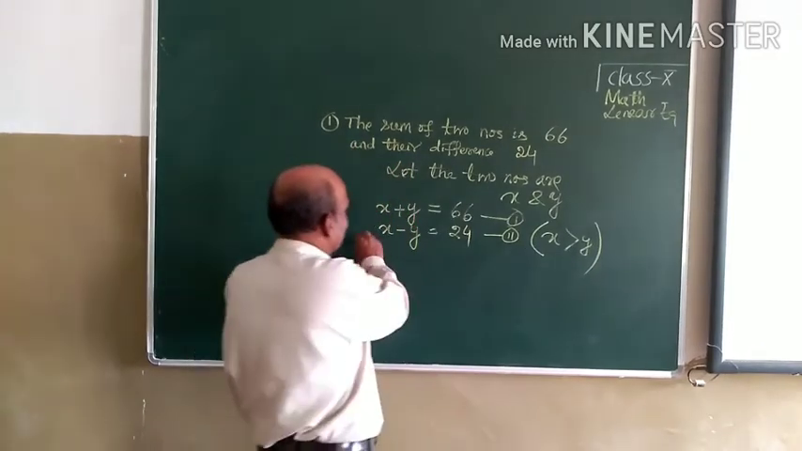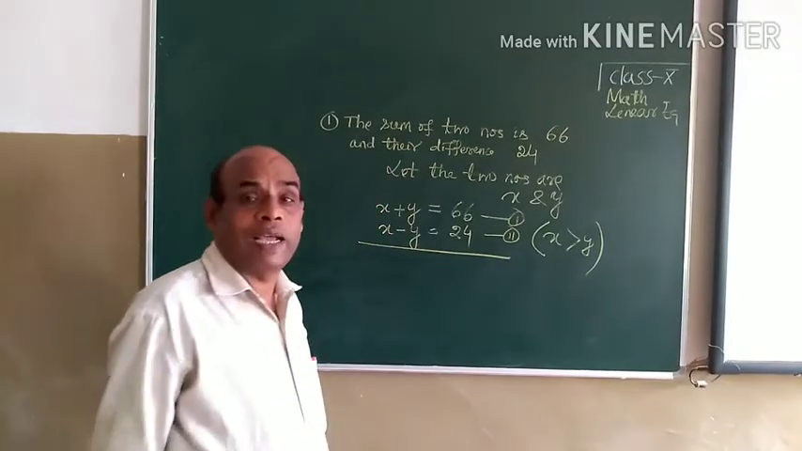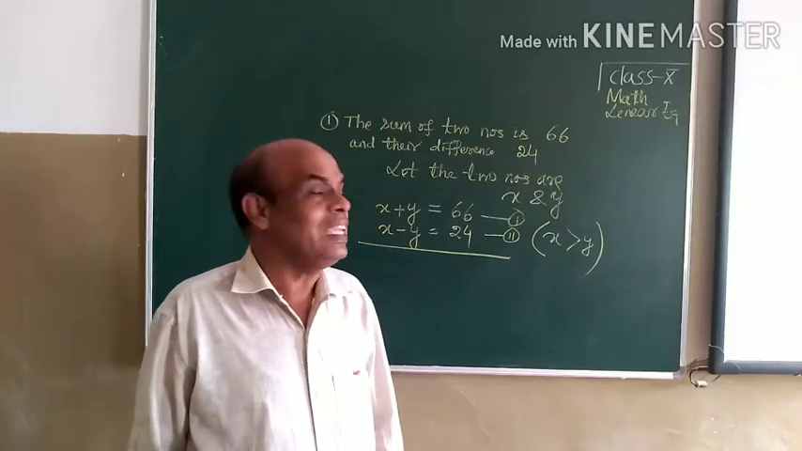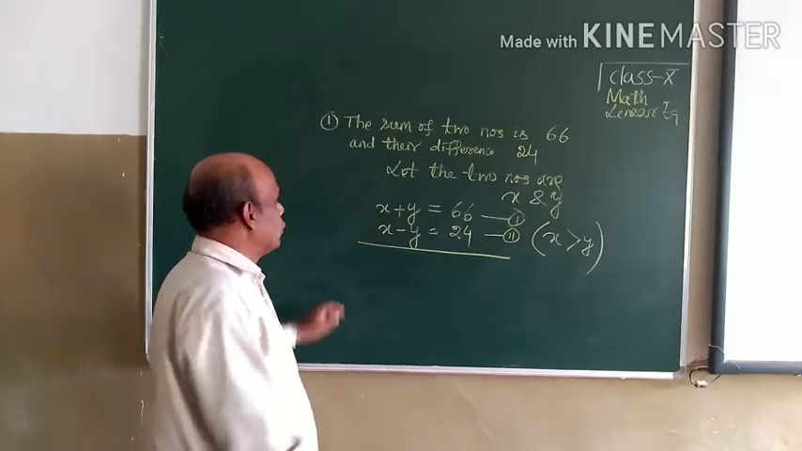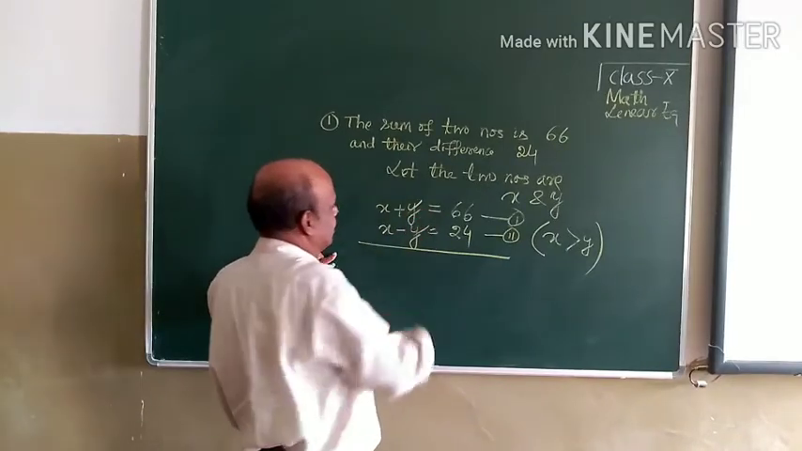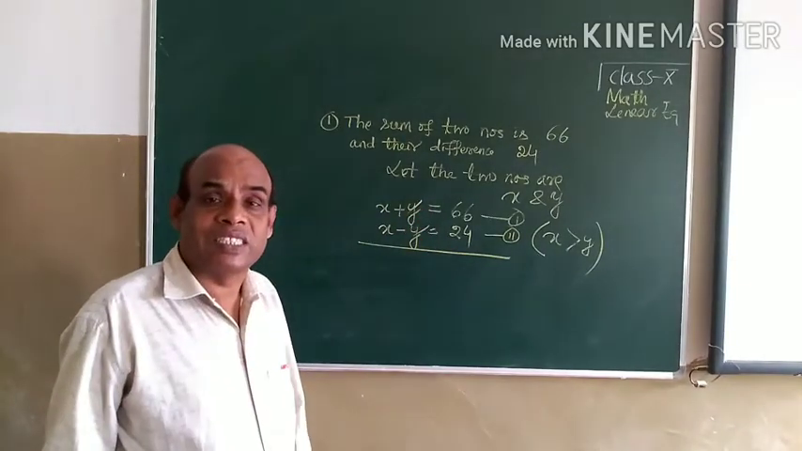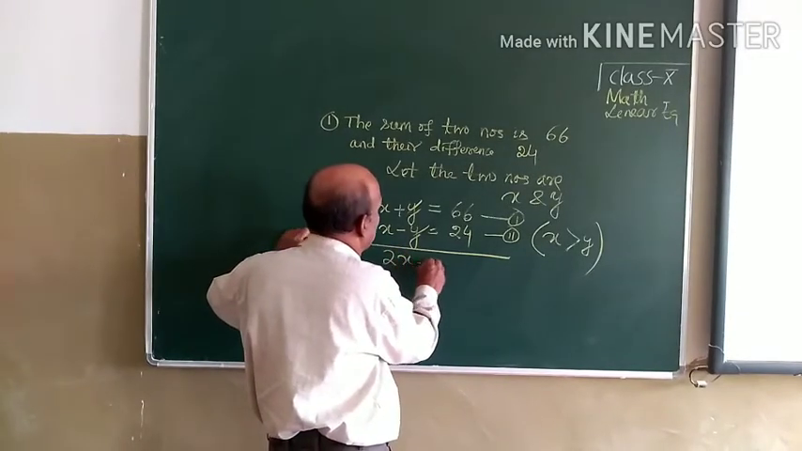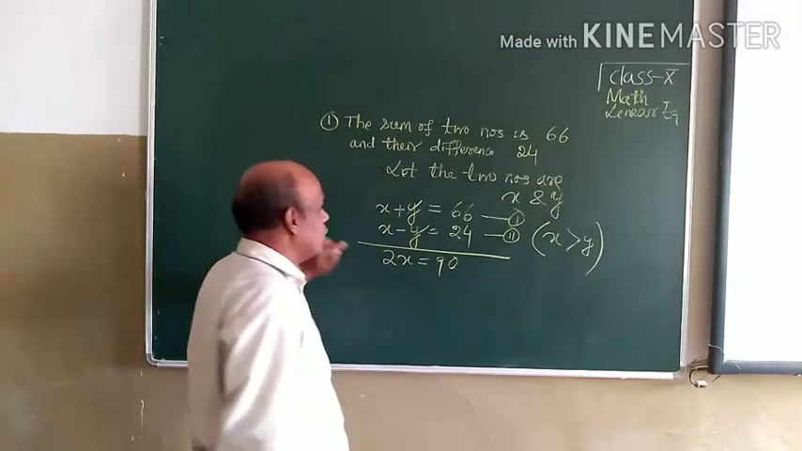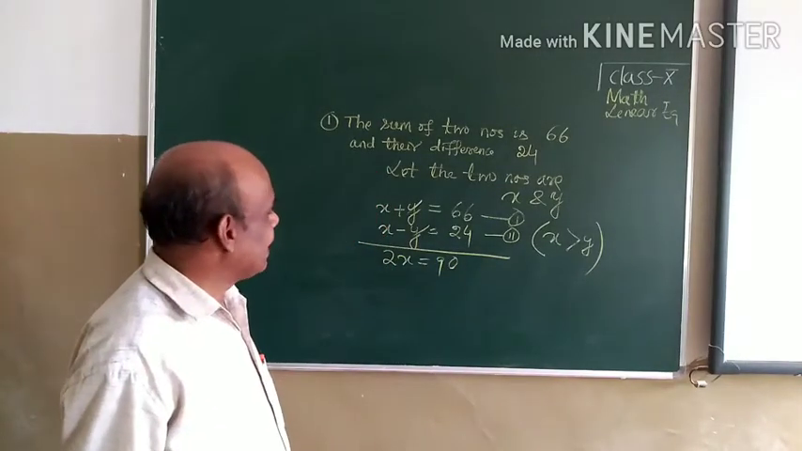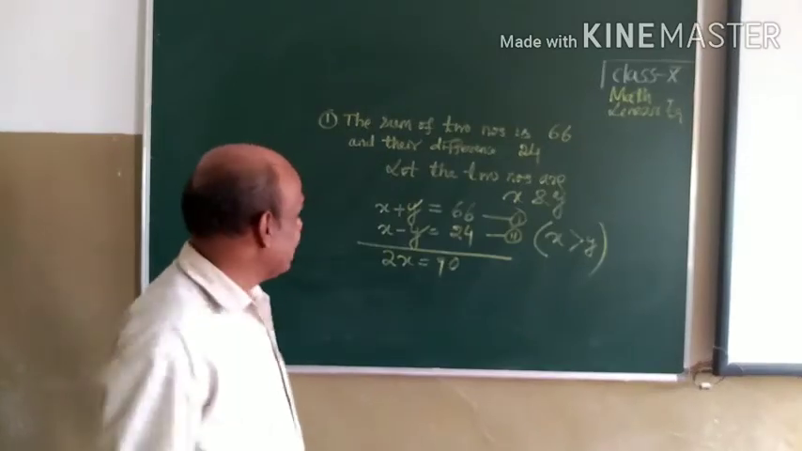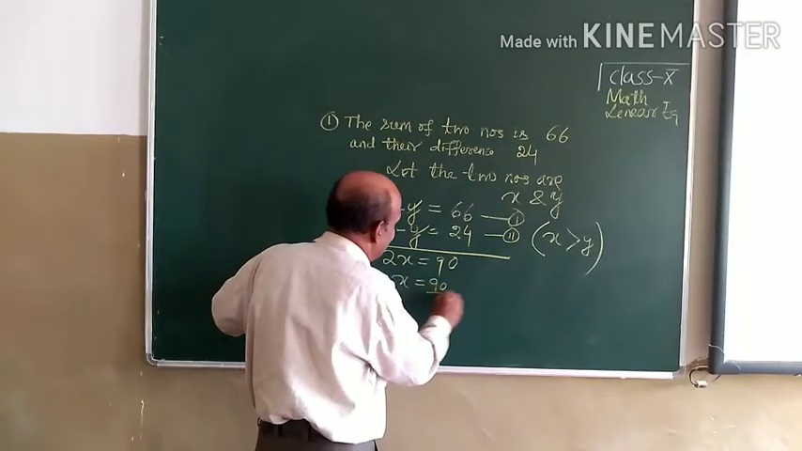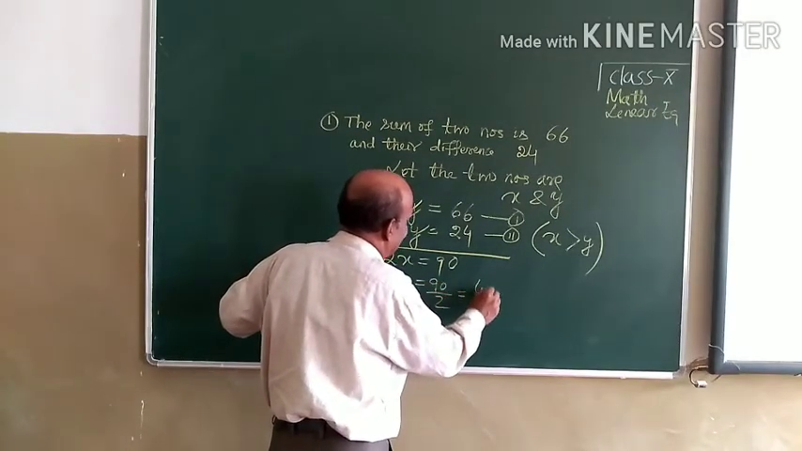Now you see, plus y and minus y will be cancelled if we add equation number 1 and 2. So by adding, y is cancelled, and we got 2x is equal to 90. So what is the value of x? x is equal to 90 divided by 2, that is equal to 45.